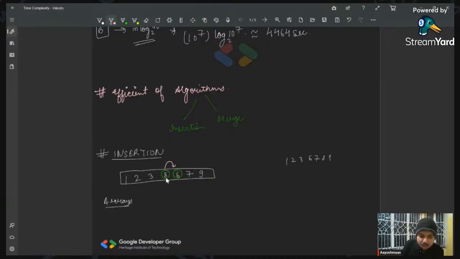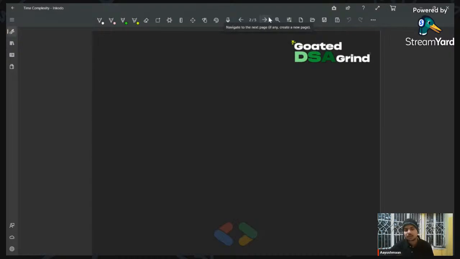How we will do that, we will see. But we will be shifting 8 here, and now shifting 8 here. Then since we see 7 is also less than 8, we'll shift it too, and in place of 8 we'll put 6. Actually, one second, let me go to the next page, you'll understand it far better.